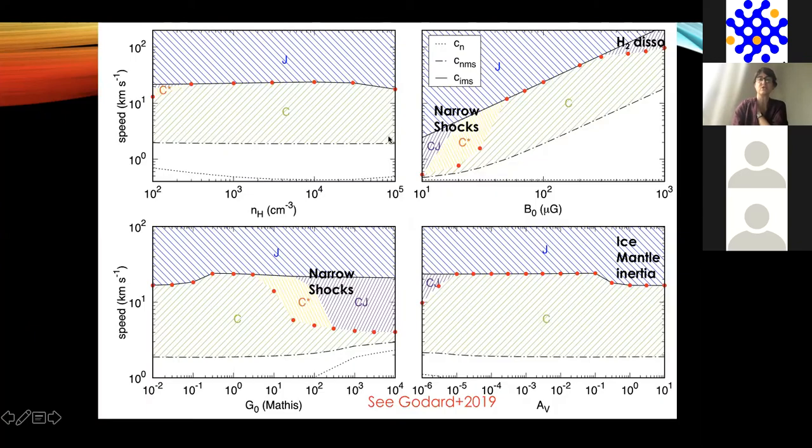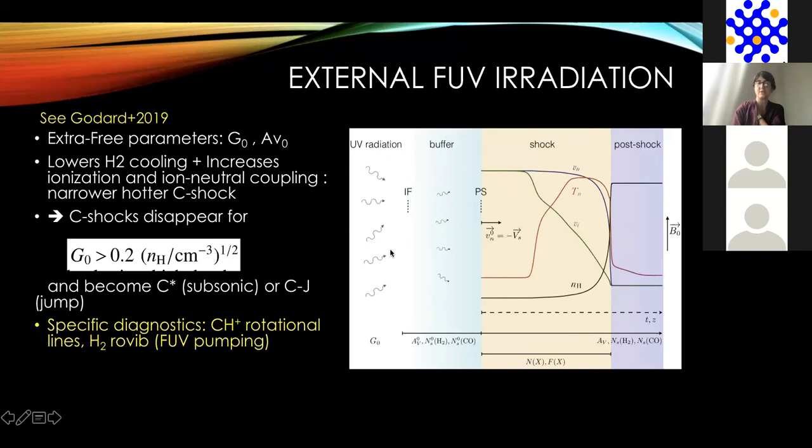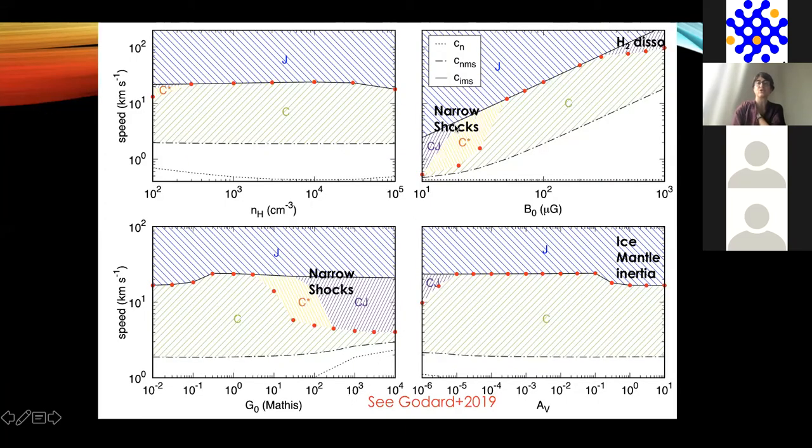So this is just a quick summary of the effect of G naught. This is just as a function of G naught, the separation between C and J. This curve here is the magnetosonic speed that I talked about earlier. And actually, when G naught increases, for the reasons I told you, the shocks become narrower, and so the C shock goes through a subsonic transition, and then you get a CJ in this region. You also have that when you have small magnetic fields. Yeah, you again get this narrow shock problem.